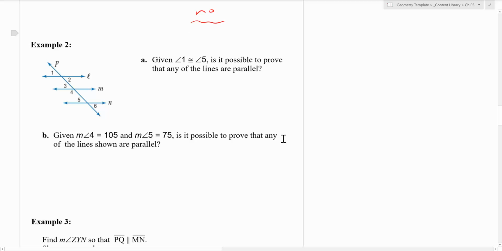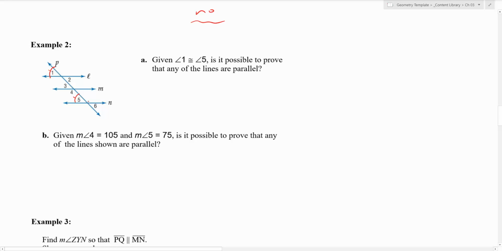Example 2, given angle 1 is congruent to angle 5. So there it is right there. You guys see it? Angle 1 and angle 5. Is it possible to prove that any of the lines are parallel? And if so, how? All right, so what kind of angles are those? How are they related to each other? Those are corresponding angles, right?